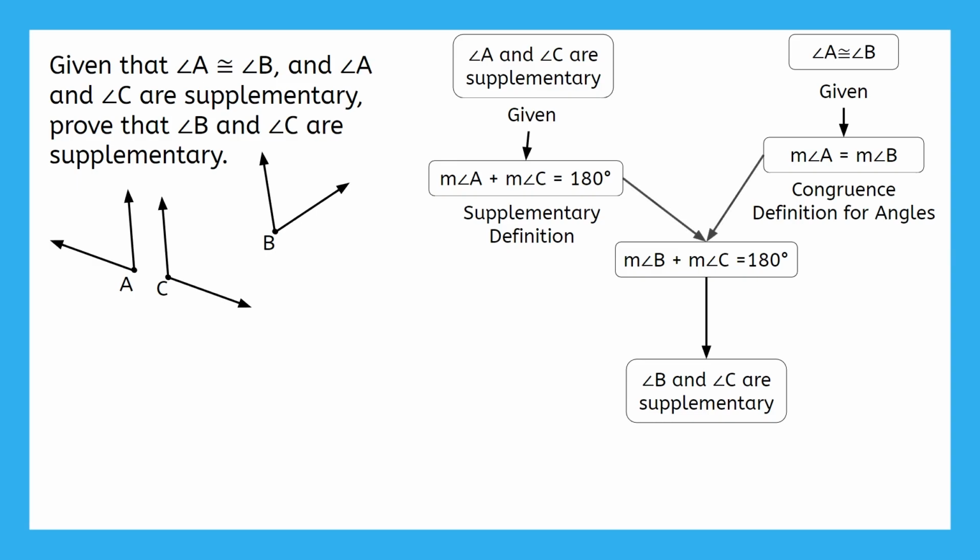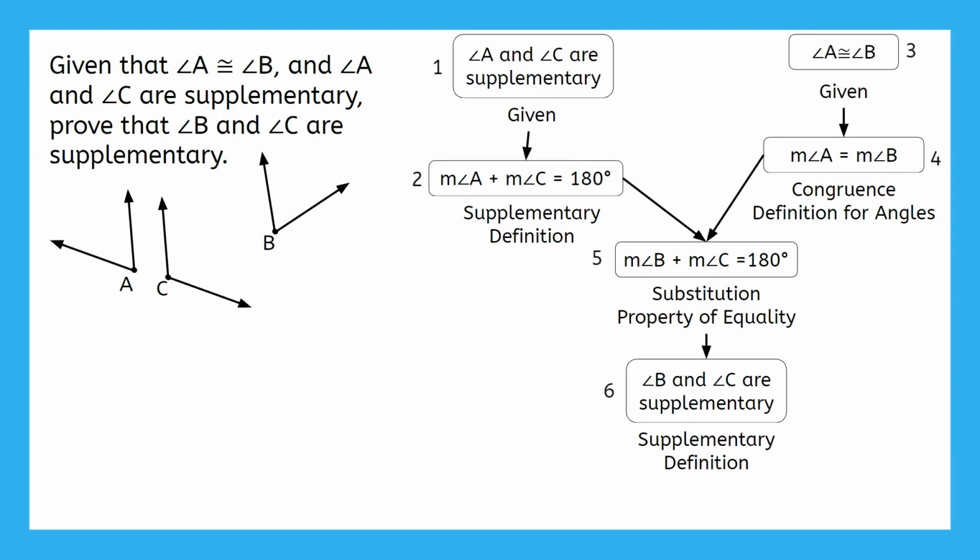I can bring these two statements together to say that the measure of angle B plus the measure of angle C is equal to 180 degrees by just substituting measure of angle B for the measure of angle A. I'm allowed to do this because of the substitution property of equality. I can also now see that my reason for this last statement is just the supplementary definition.